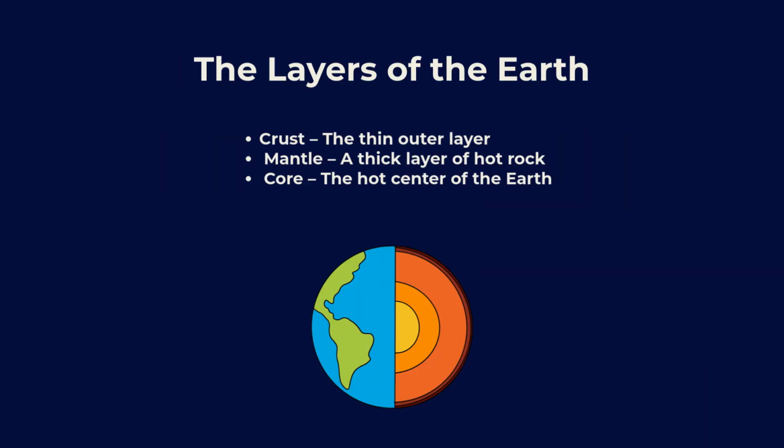Now we've seen how the Earth is made of three main layers. The crust is the thin outer layer where we live. Beneath it is the mantle, a thick layer of hot rock. And at the very center is the core, the hottest part of our planet. When we look at the Earth this way, we begin to understand how dynamic our planet truly is.